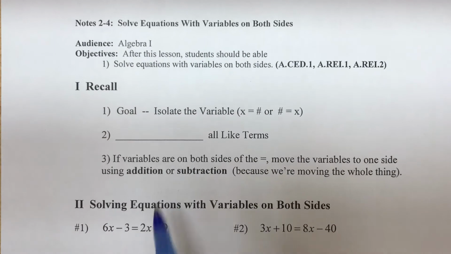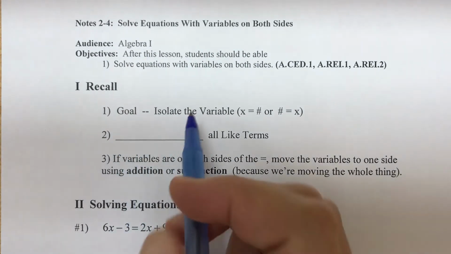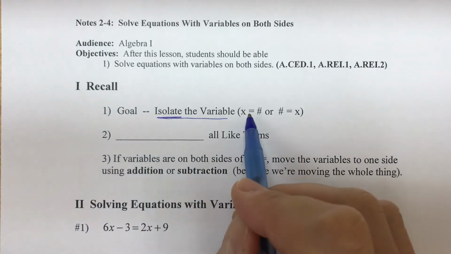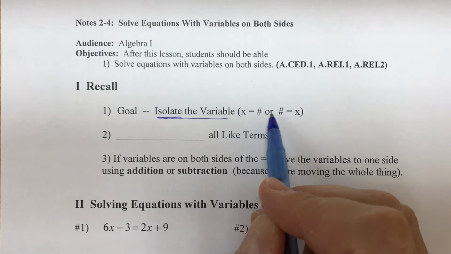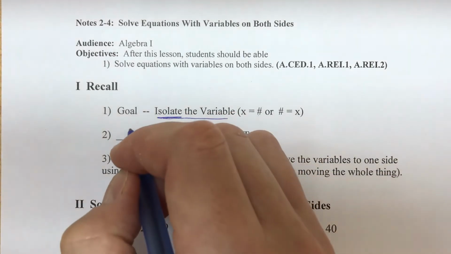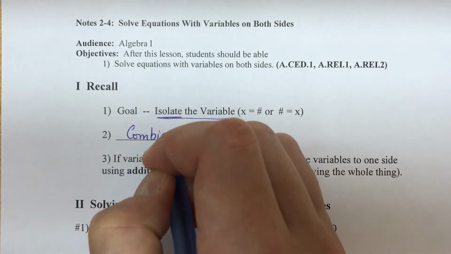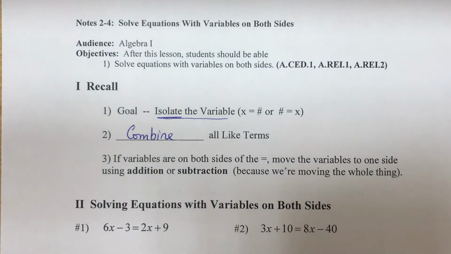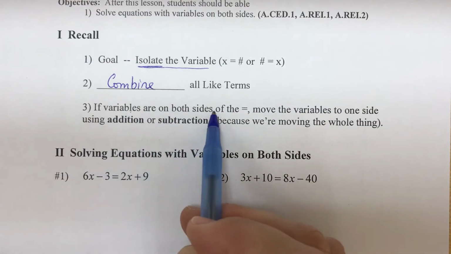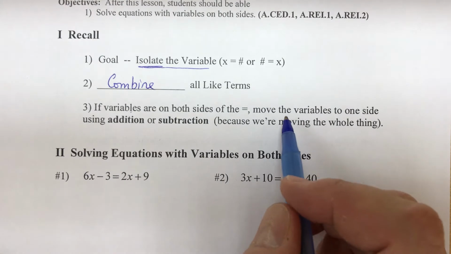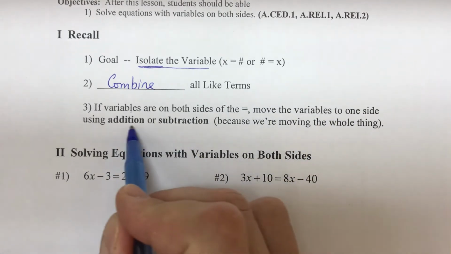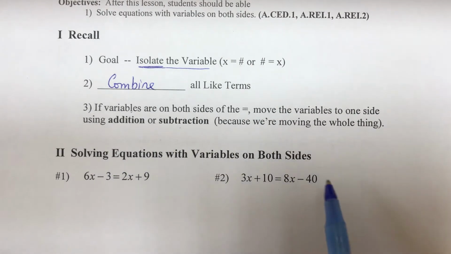Now, to recall, remember that our goal is always to isolate the variable to get it by itself. So we want x equals a number, or a number is equal to x. That's how we know we're done. Before we move things, we want to combine like terms. Now, what's going to be different today, if you have variables on both sides of the equal sign, we will move the variables to one side using addition or subtraction because we're moving the whole thing.